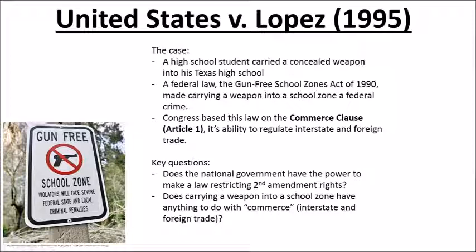So Congress says, hey, we have the ability to ban guns in a school zone based on the Commerce Clause. Once again, this is a big stretch of congressional power. And the key questions that come to mind, obviously, the Second Amendment. Does the national government have the power to make a law restricting your Second Amendment right to bear arms? Does carrying a weapon into a school zone have anything to do with commerce or interstate and foreign trade? Was another big question here.